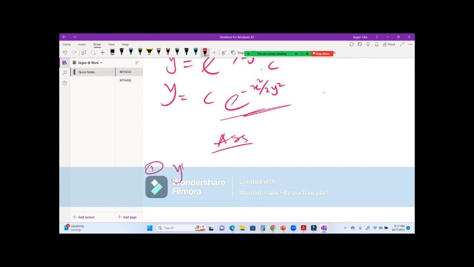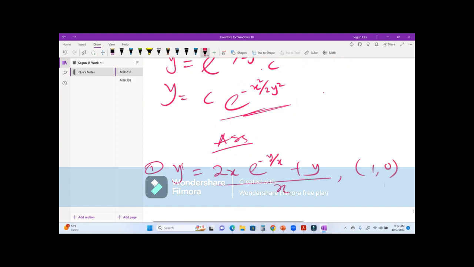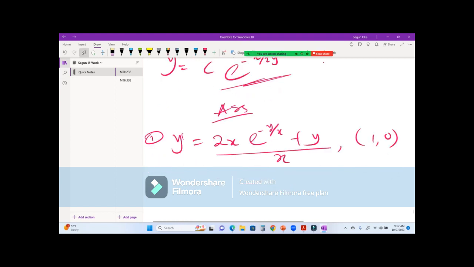Number 1 says y prime equals 2x exponential of minus y over x, plus y all over x. Let's say they now give us a boundary condition, an initial value. The initial value you are given is just for you to find your C at the end of the day. So you don't need to be afraid. It's the same thing. When you get your C, substitute 1 and 0, where 1 is your x and y is equal to 0. That's all.